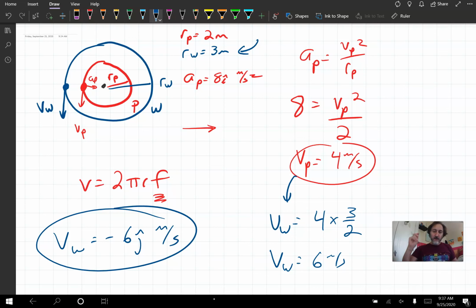This hits a lot of good points. Remembering that your velocity is proportional to your radius is really important. Remembering that your acceleration vector always points inward towards the center of the circle is super important. And remembering that the velocity and acceleration vectors are always perpendicular is super important. Okay, so there we go.